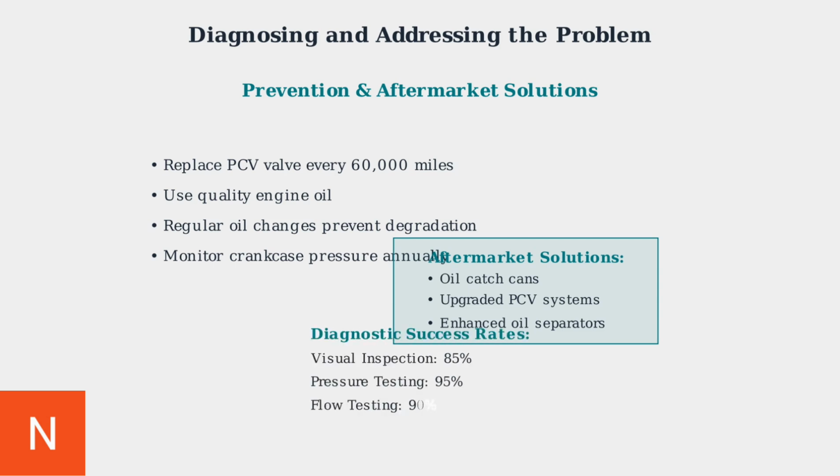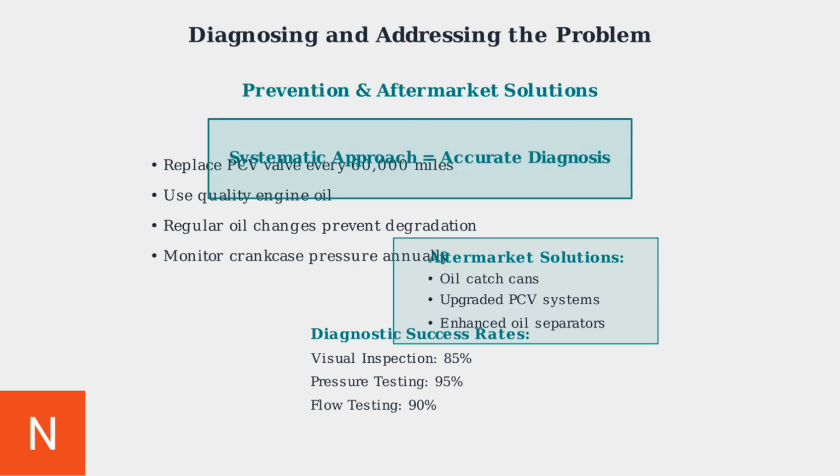Success rates for different diagnostic methods vary significantly. Visual inspection achieves 85% accuracy for identifying oil presence, while pressure testing reaches 95% accuracy for determining PCV system functionality. A systematic diagnostic approach combining visual inspection, pressure testing, and flow measurement provides the most accurate diagnosis. This methodology ensures proper identification of the root cause and selection of the most effective repair solution.